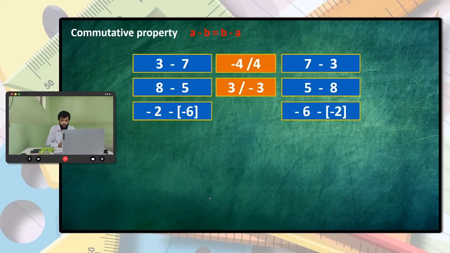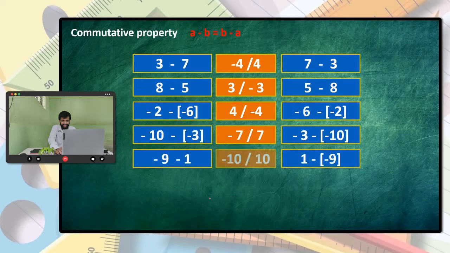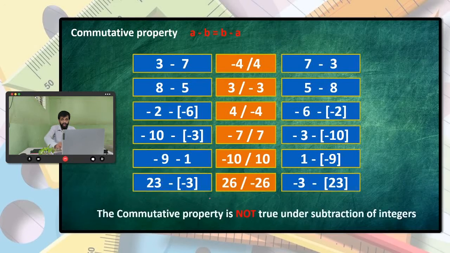Or if I take minus 2 minus 6, if I do that calculation, I get minus 8 as my answer. And minus 6 minus 2 gives me negative 4. Again, two different integers. In the same way, we can try another example, and maybe one more example. So in all these cases, when we are checking commutative property for subtraction, the answers that I get if I change the order are different. So I can say that commutative property is not true under subtraction of integers.